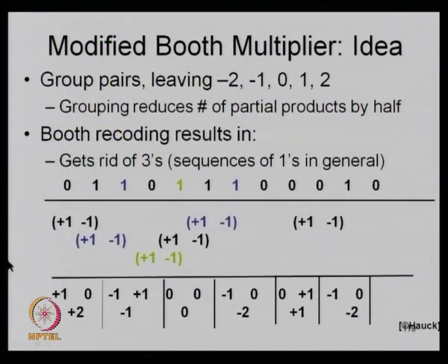Okay. So, how do I get this? Path is the following. So, this is how I do. Okay. I have a group of pairs leaving minus 2, minus 1, and as I said it reduces the number of partial products by half. So, how is it done? It gets rid of sequences of 1's in general. Okay. And I suppose I have that expression with me. Here is what I am saying, we can see both simultaneously to some extent.